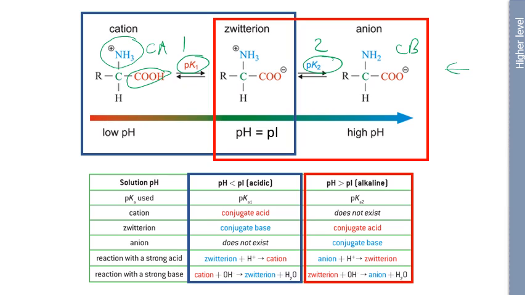between the cation, this one here, and the zwitterion here. The pKa2 value refers to the equilibrium between the zwitterion and the anion of the amino acid. So zwitterion here, and the anion of the amino acid.